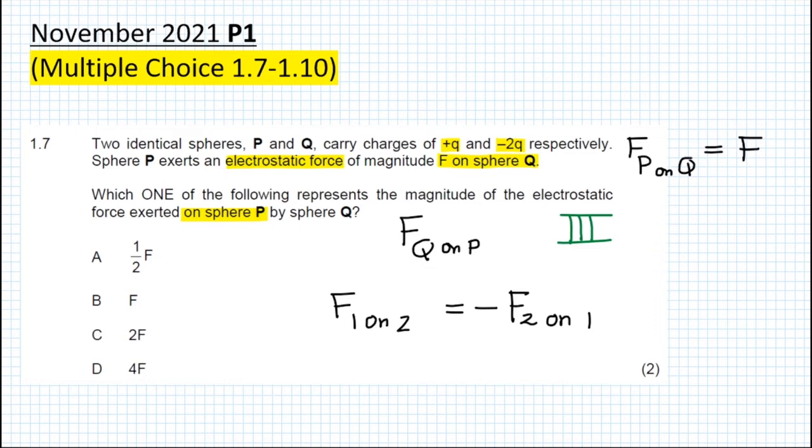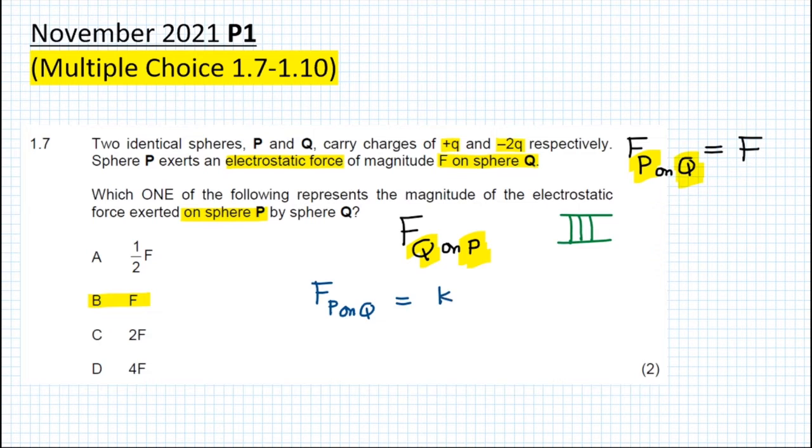Therefore, grade 12, the force that sphere Q exerts on sphere P is going to be equal in magnitude to the force that P exerts on Q. And therefore, the correct answer to this question is B. The force is going to equal F. Now, if you don't believe me, I'd like to prove this to you mathematically, and perhaps this will help you to remember why the answer is like this when you write your exams at a later stage.